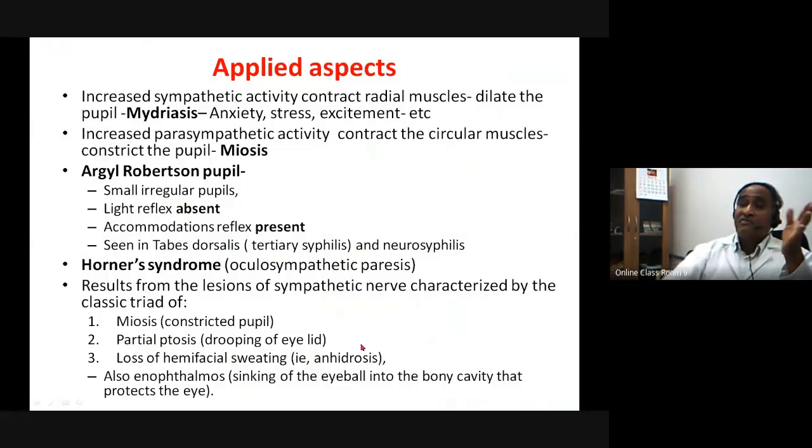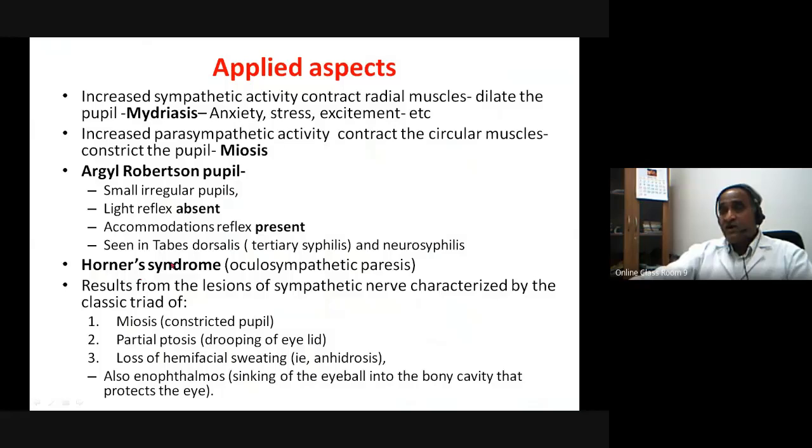The sympathetic also supplies the sweat glands, the skin of the face. Sweat glands are supplied by the sympathetic nerve, and with the loss of the sympathetic there will be decreased sweating, that is anhidrosis. Miosis, ptosis, anhidrosis, a classical triad. That is what Horner syndrome is. Any constricted pupil, you may think about these particular aspects.